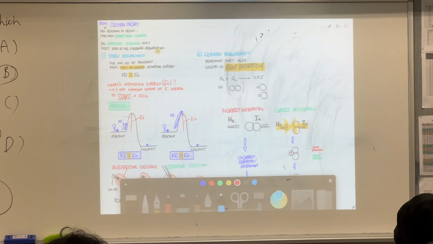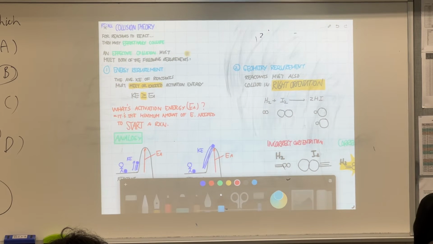So only when both of these requirements are met do you have what we call effective collision. Failure to meet one of these two requirements will mean a reaction cannot happen.